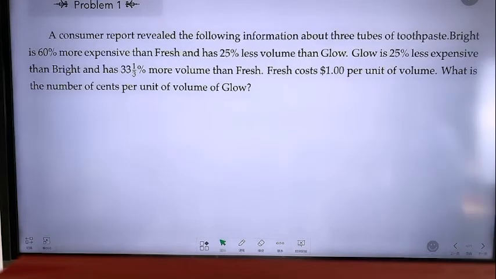Now let's work on problem 1. That's a problem related to ratio and percentage.